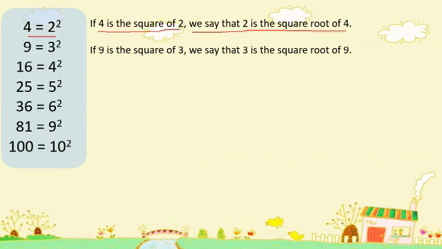Consider the number 9. 9 is equal to 3 squared. Means 9 is the square of the number 3. If 9 is the square of 3, we say that 3 is the square root of 9.